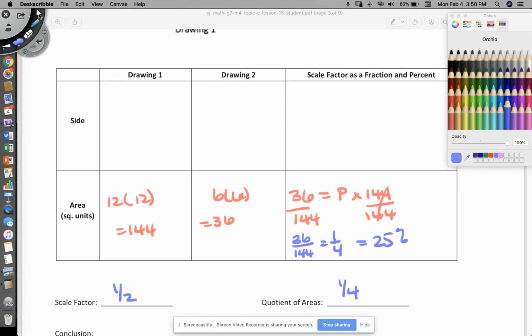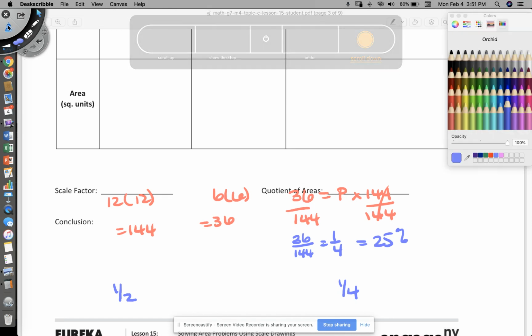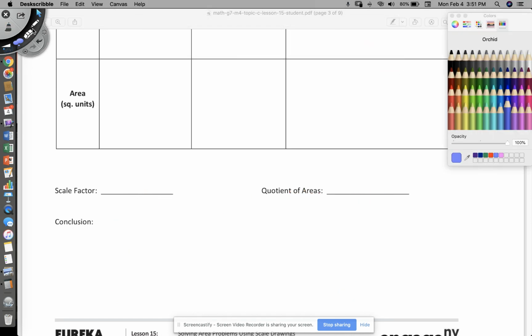Now there is a conclusion statement at the bottom here. They want to know, what can you conclude about this? Well, I can conclude that two scale factors multiplied together equals my quotient of areas. There you go. All right, let's do example 1.